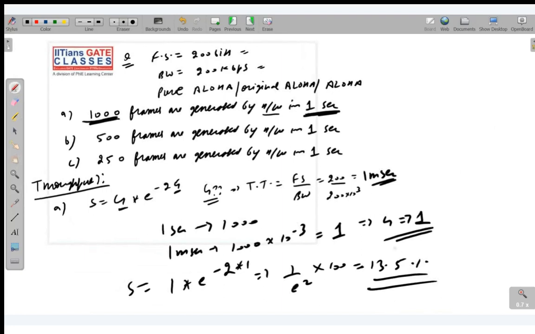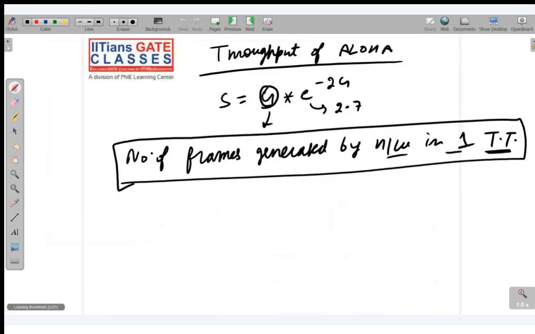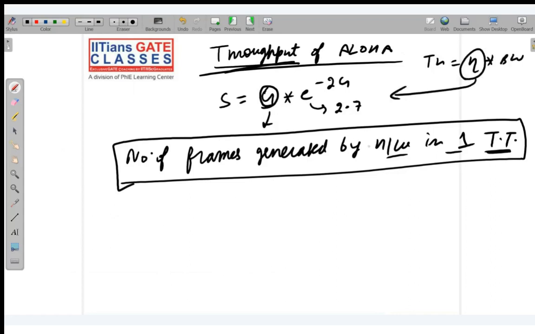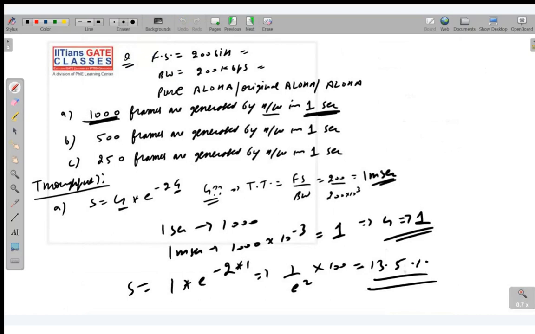Basically we are calling it throughput, but actually we are calculating efficiency. Throughput means efficiency multiplied by bandwidth. This is the efficiency 13.5%, multiplied by bandwidth you will get the throughput. So this formula is actually for efficiency. For ALOHA we should call it efficiency, but generally your textbooks say throughput only, so we are considering it as throughput, no need to worry. Actually throughput is efficiency multiplied by bandwidth. So roughly, 13.5% of your bandwidth we are going to utilize.